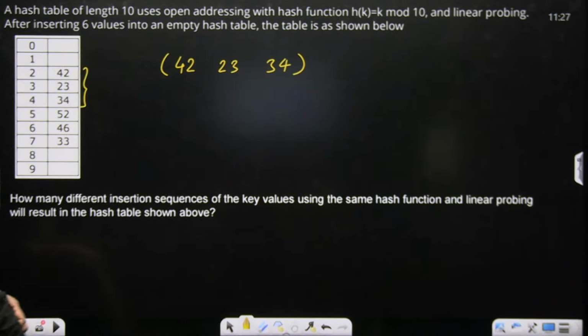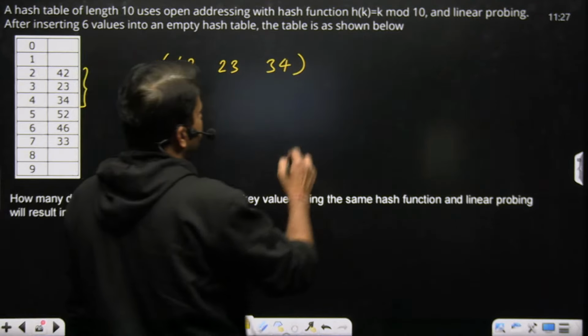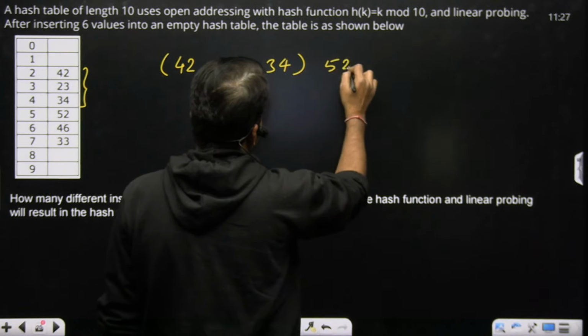But you need 52 at this index 5, student. So for 52, sir, 52 must come after this. Sir, 52 should come after these.